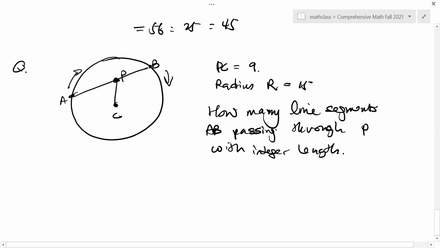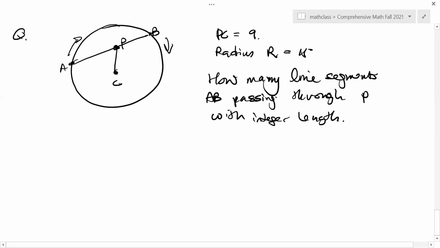When you get a problem like that, what should you do? I think you should look at some extreme cases first. What is the shortest one? What is the longest one?